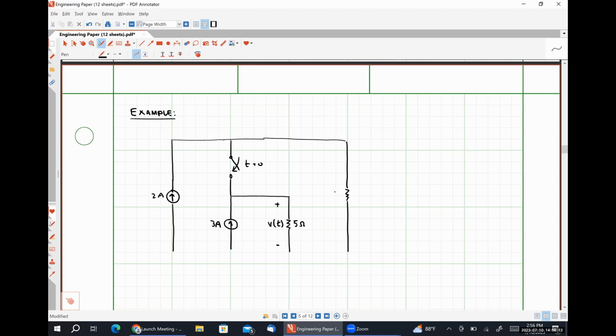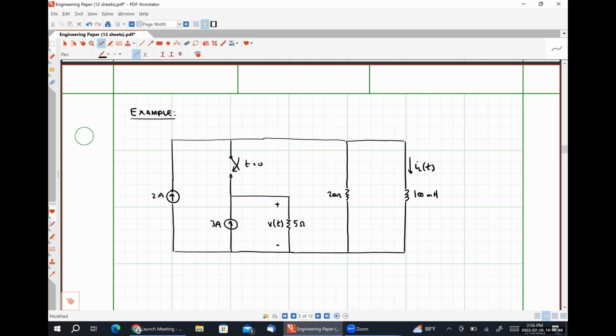Let's make this a 20 ohm resistor. And let's put a 100 millihenry inductor here. So let's define this current as IL, direction down.